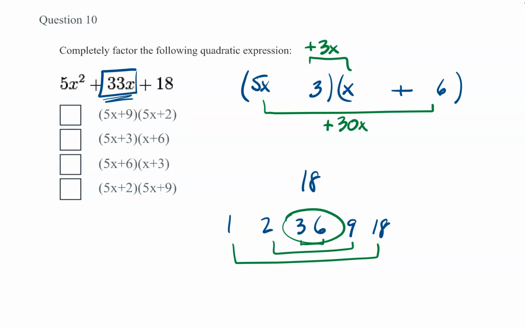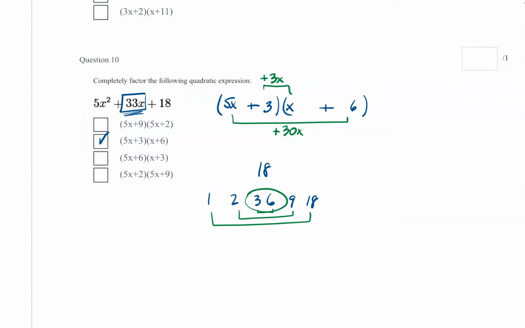So this positive 6 times this positive 5 made the 30x. This positive x times a positive 3 would make 3x, and I'm happy with this answer group, 5x plus 3 and x plus 6.